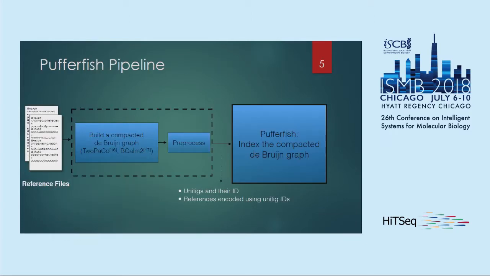So this is an overview of our pipeline, the Pufferfish pipeline. The main data structure happens in this box, but we offload the construction task of the compacted de Bruijn graph to one of the existing tools for building compacted de Bruijn graphs from a set of FASTA files. We specifically use TwoPaCo because it's specialized to build a CDBG for a set of references. And then the input to this data structure is a compacted de Bruijn graph, which is slightly modified through this pre-processing step.